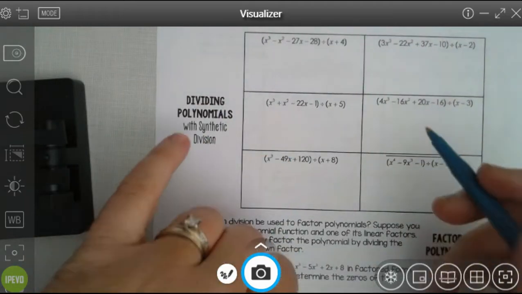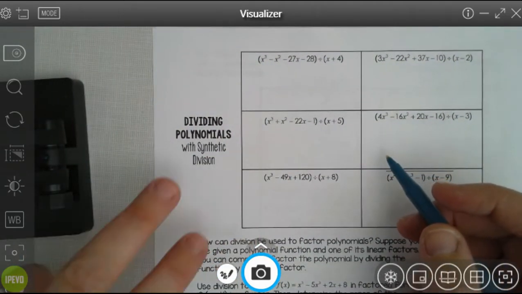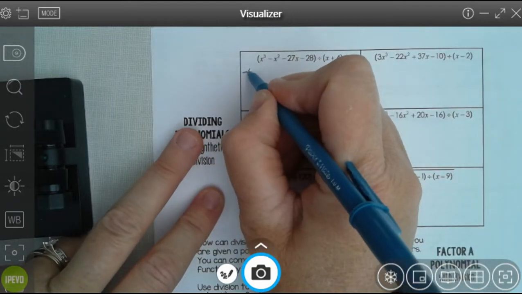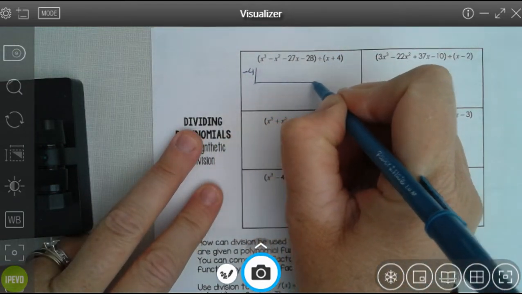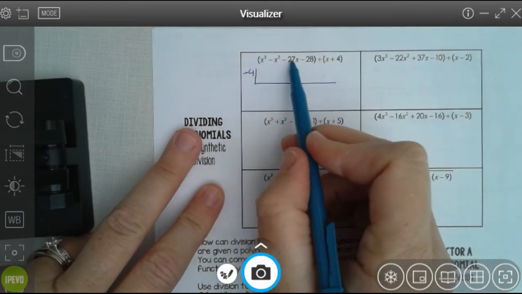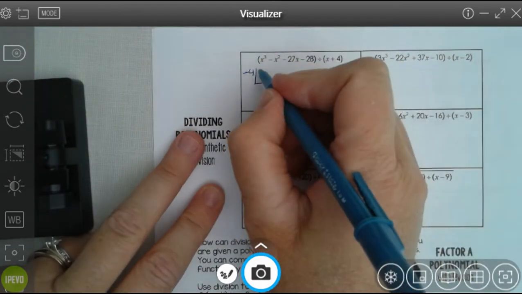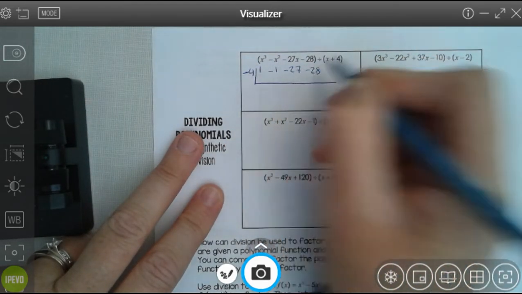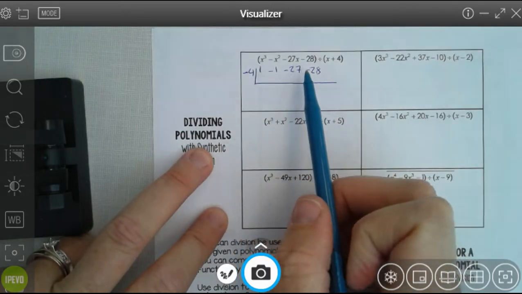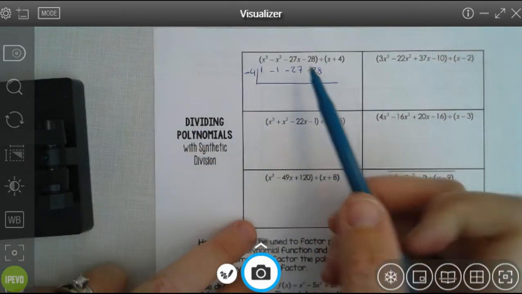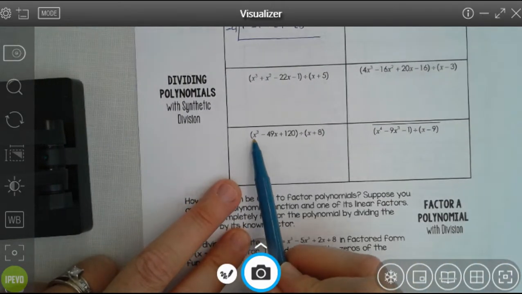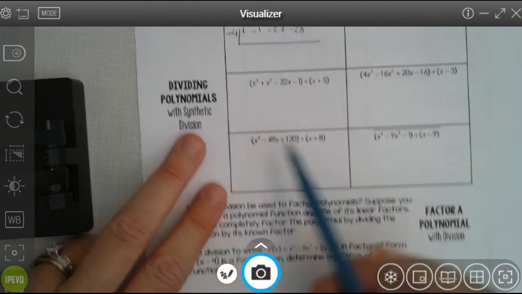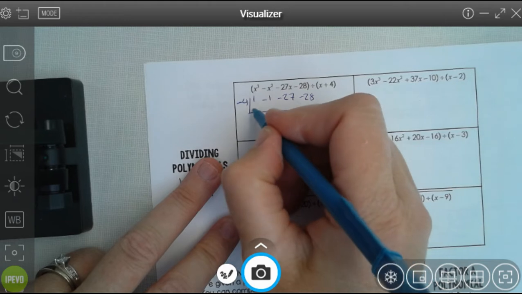So dividing with synthetic division, this is what you should have done in Algebra 2 last year. Remember, you take the opposite of the outside. So put a -4 here. Then you make your really long L. The leading coefficients are what's going to go on the inside. So it's 1, -1, -27, -28. Remember, if one of these terms is missing, you would put a 0 in its spot. Like down here, see how it says x cubed? X squared is missing, so that coefficient is a 0. And then the first term is always a 0.